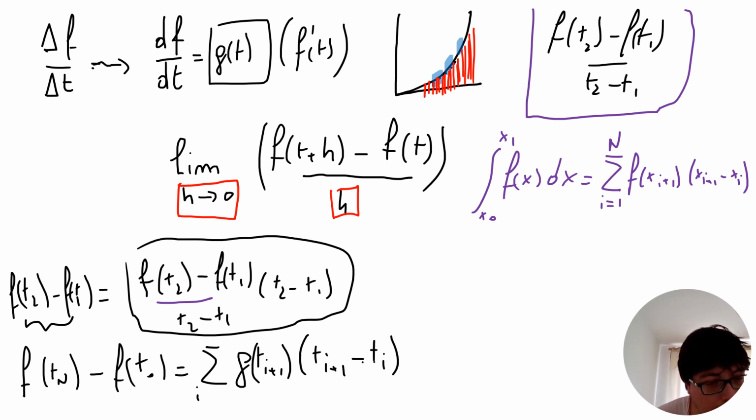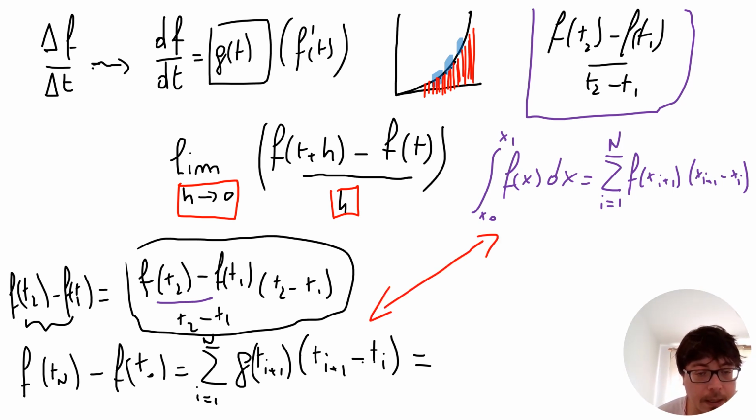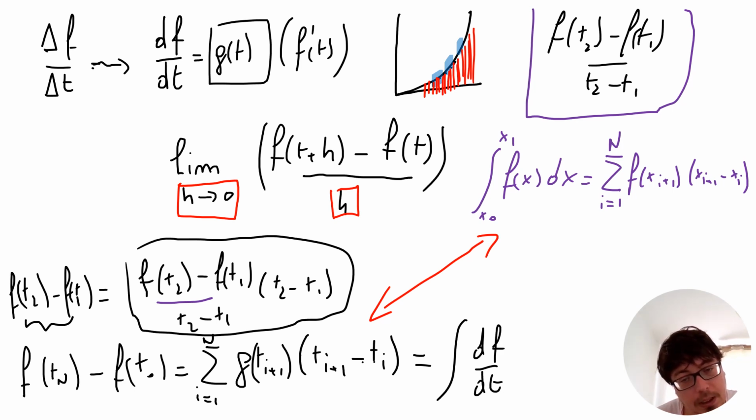So you see that we are actually computing an integration, because the connection in red is the one that I want to make, and then I can write easily the integral of the derivative of f in dt between t0 and t1. This is the connection that I want to make.